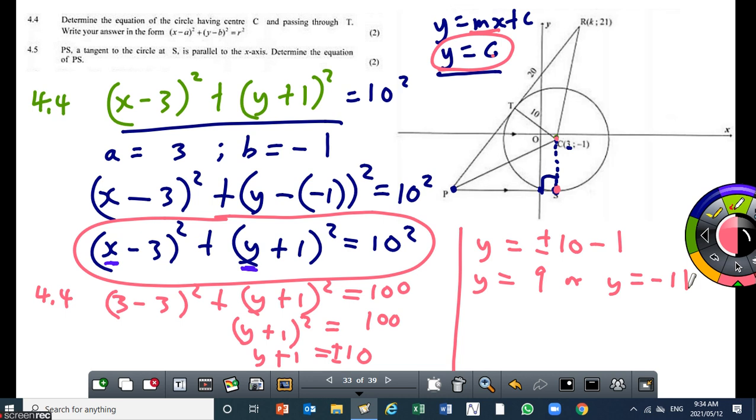Since I have two values, one positive and the other negative, and this point S is below the x-axis, I have to reject the positive one. Point S is below the x-axis, so there's no way that y can be positive. I hope you're all aware that if a point is below the x-axis, y is going to be negative. If it's above the x-axis, y is going to be positive. So our value of y is going to be equal to minus 11, and this will be the equation of the tangent.